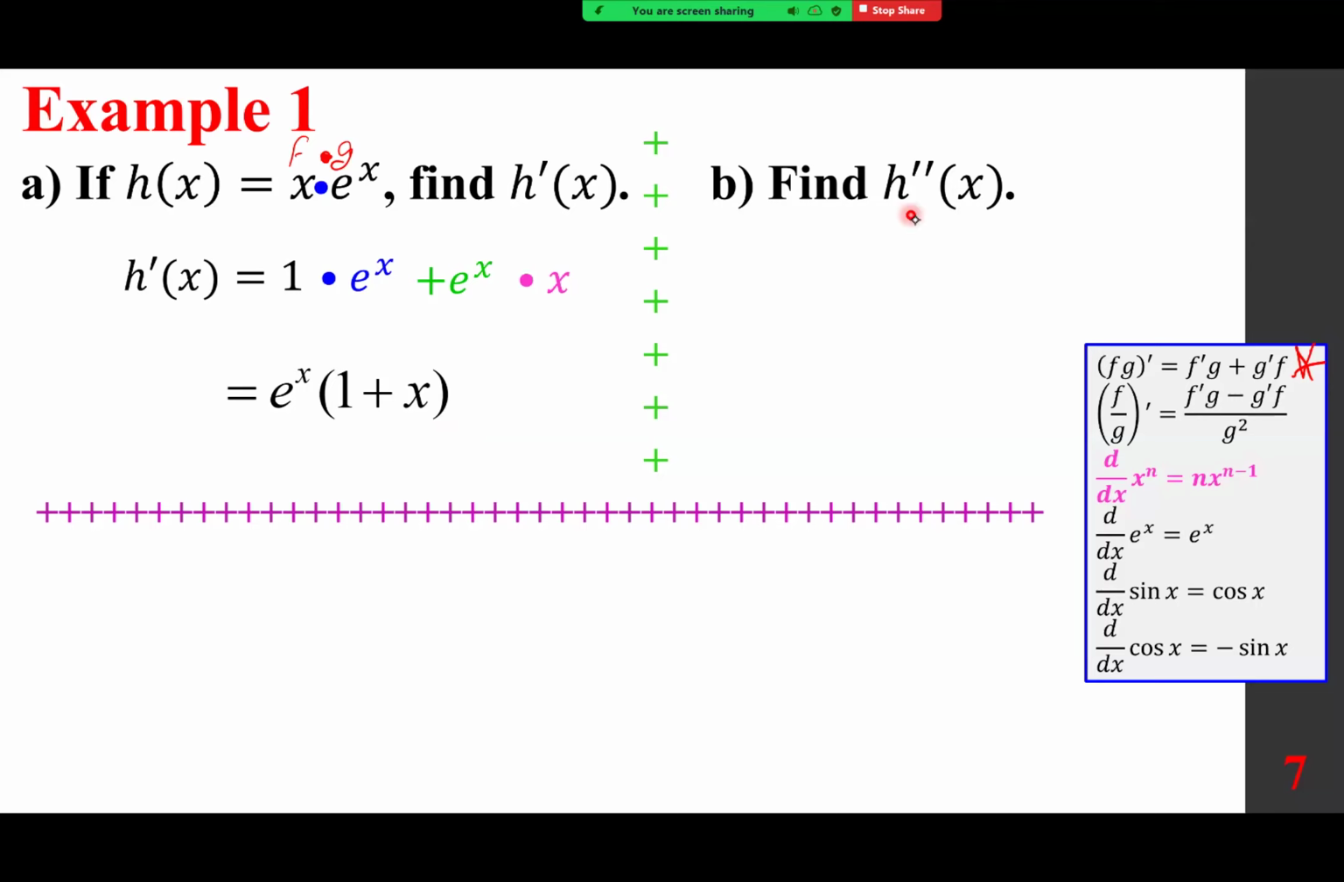If I want to differentiate it again, now I'm going to go with the product rule again, and I'm going to call this the f function. E to the power of x is the f function. 1 plus x is the g function now. F prime is itself, e to the power of x, times g. 1 plus x or x plus 1 makes no difference. And then g prime, the derivative of the parentheses is simply 1. And times f, which is e to the power of x.